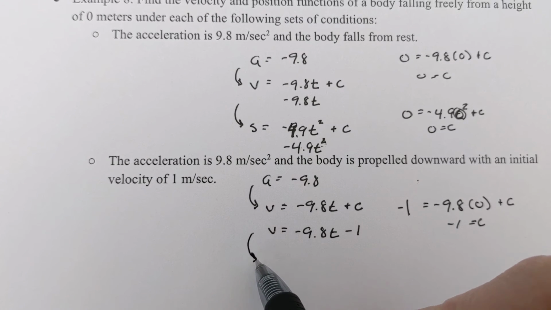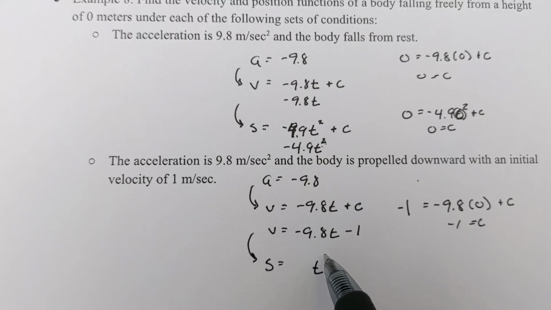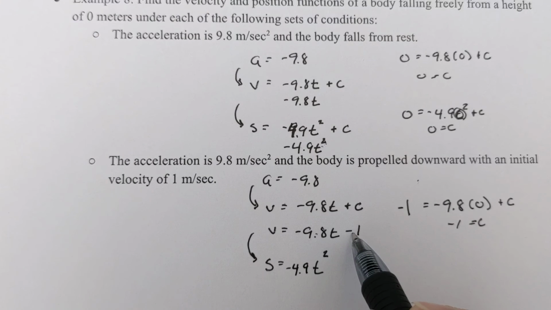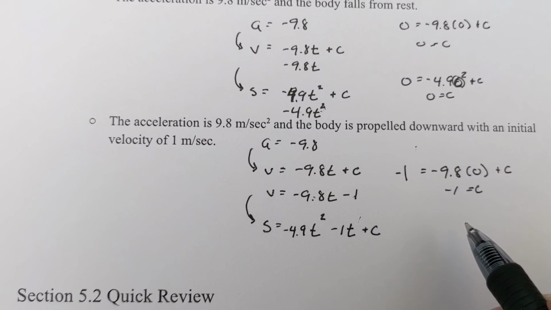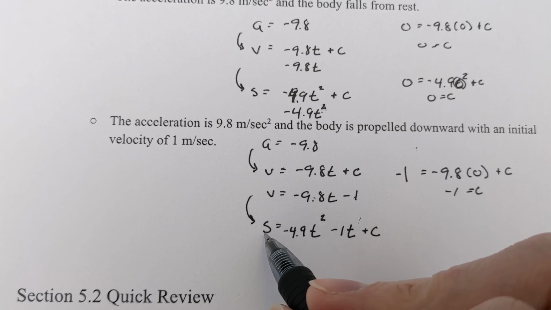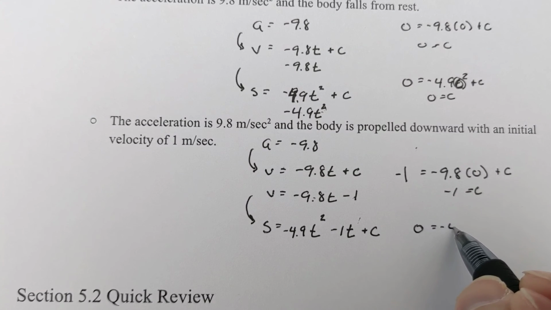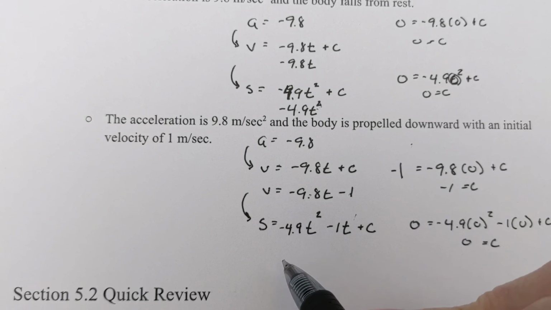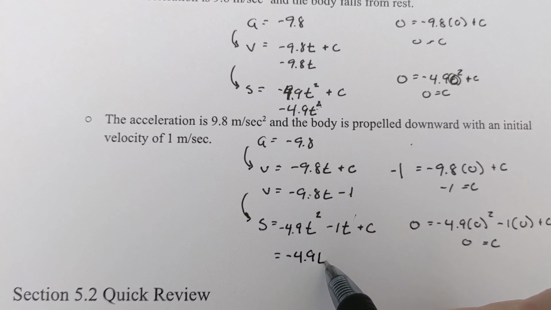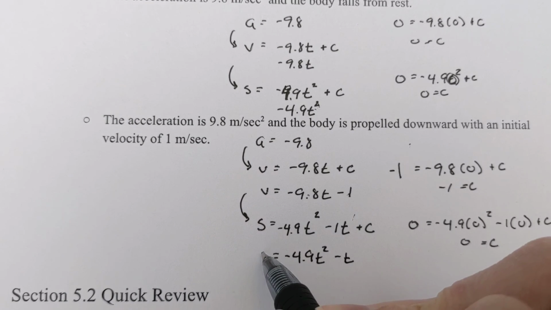Now I need the antiderivative again to get the position equation. I count the exponent up, so divide by 2, giving negative 4.9. This term doesn't have a t, so when I do the antiderivative, it becomes t to the first, negative 1 divided by 1 is negative 1, and then a plus c drops on the end. This object falls from a height of 0 meters, so when t is 0, s is 0. So 0 equals negative 4.9 times 0 squared, minus 1 times 0, plus c, so c is just 0. My s equation is negative 4.9 t squared minus t.